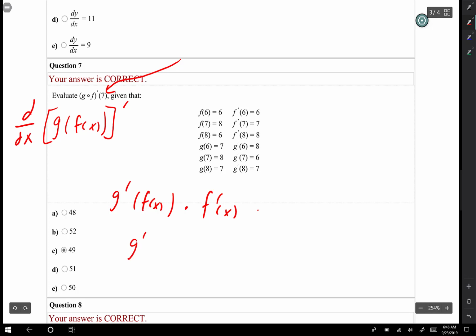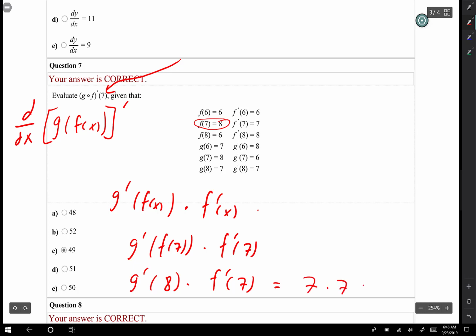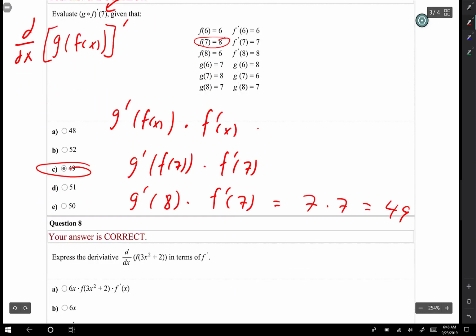So here we go. g prime of f of 7 times f prime of 7. I come in here. f of 7 is 8. g prime of 8 times f prime of 7. So f prime of 7 is 7. And g prime of 8 is 7. This should have made it a little more interesting, but that's fine. And there it is.